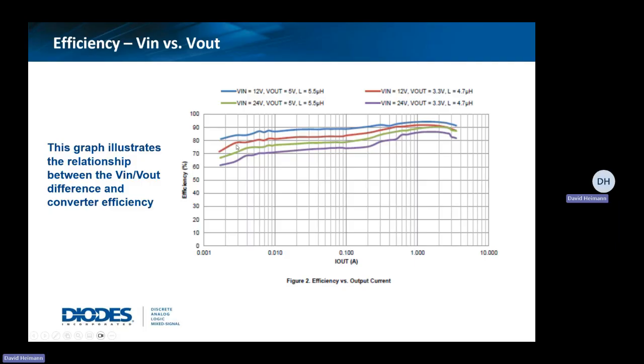So as the difference between the input and output voltage increases, because you see here at the bottom of this purple trace, the VIN is 24 volts, the output is 3.3 volts. This is our least efficient scenario here. So we're actually down into the 60% range, and we never get above the mid 80s here at that much delta between the input and the output.